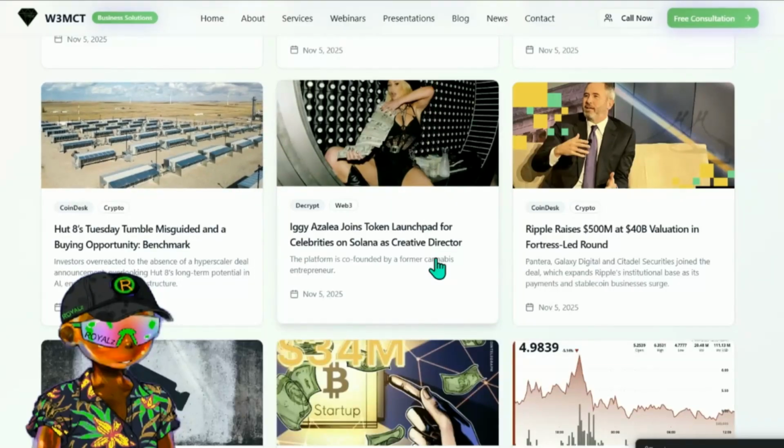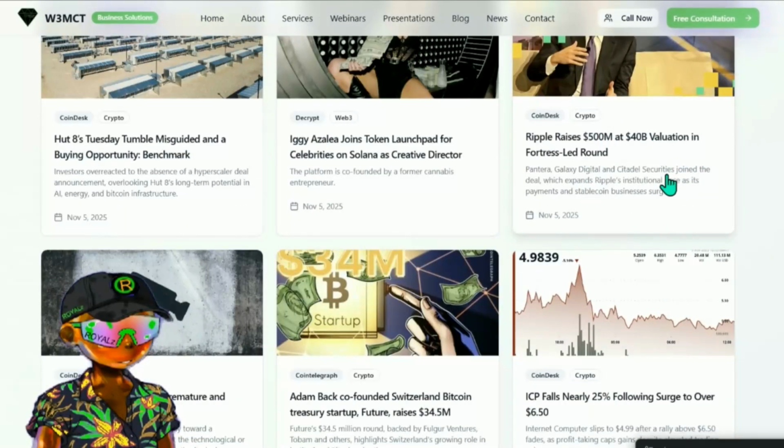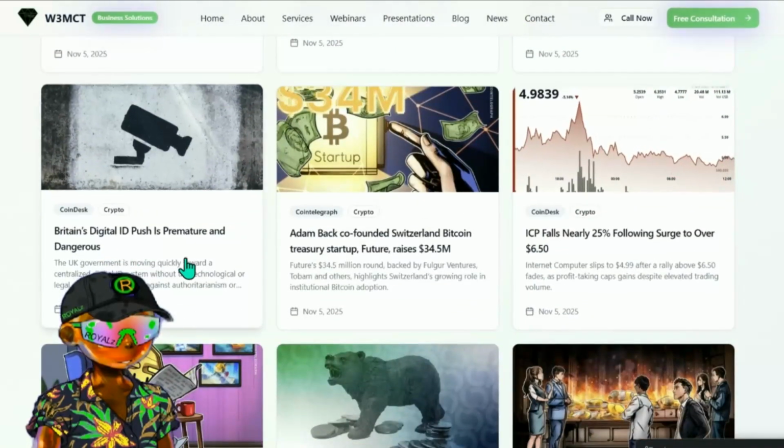So what is this? Iggy Azalea joins a token launchpad for celebrities on Solana as a creative director. The platform is co-founded by a former cannabis entrepreneur. Interesting. All right, well, nice. Ripple raises, we went over that as well. What is this?